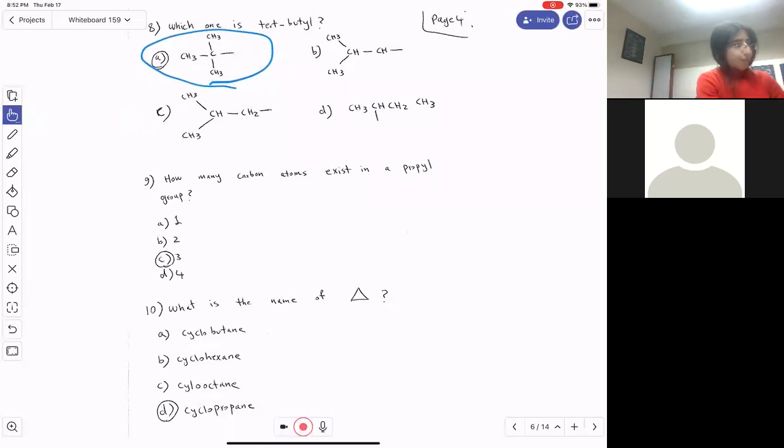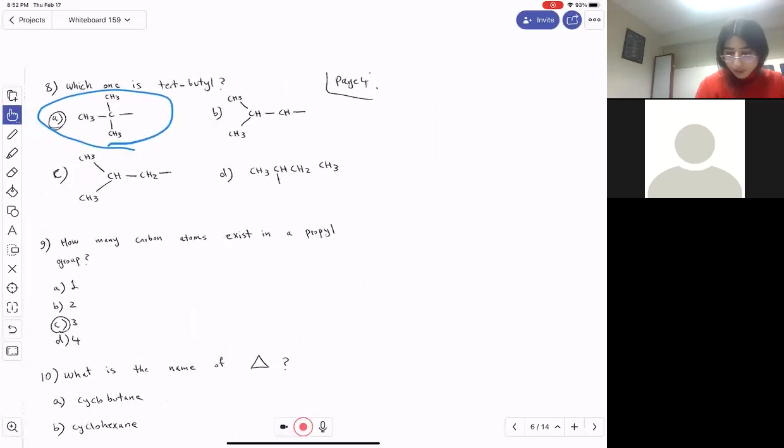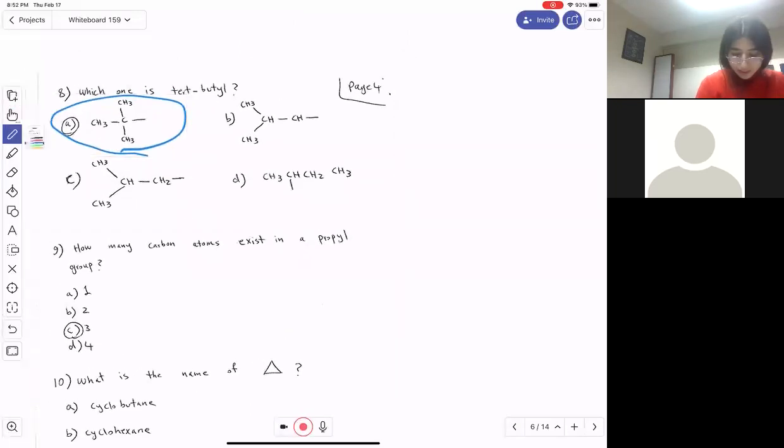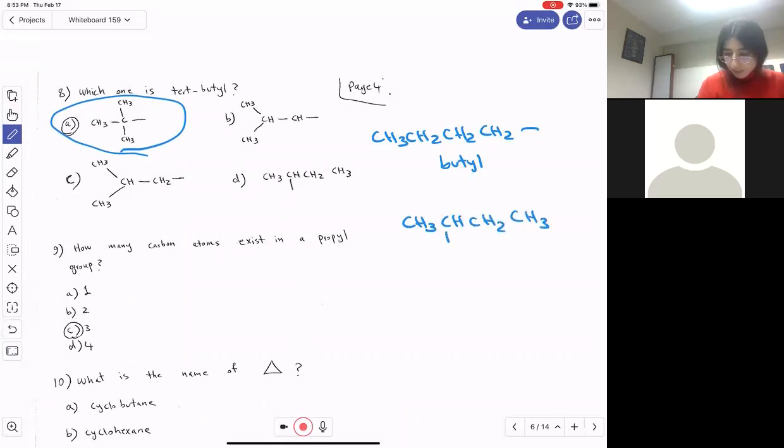Okay, tert-butyl. Remember, I talked about this in detail in class, so I'm not going to repeat everything I said before. CH3, CH2, CH2, CH2, this is butyl. CH3, CH, CH2, CH3, this is sec-butyl, basically secondary butyl.